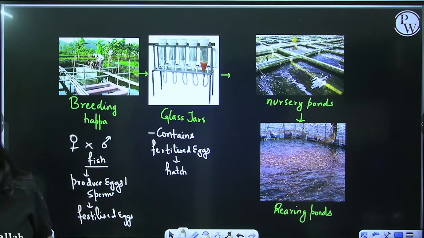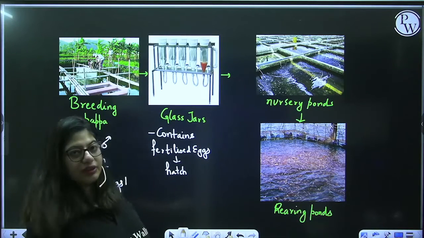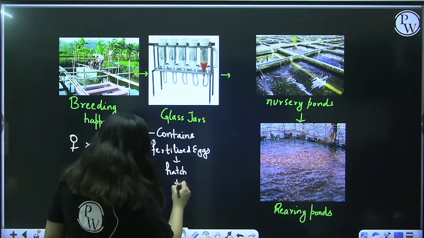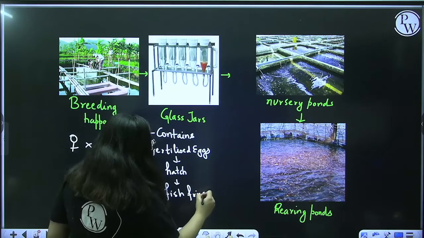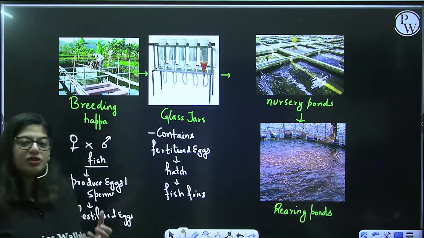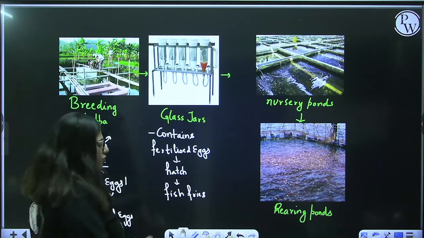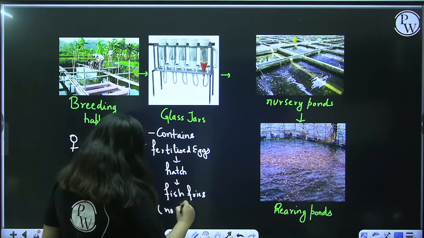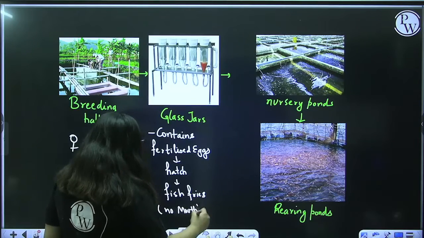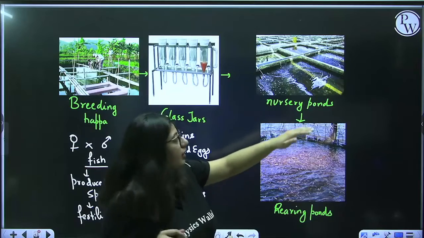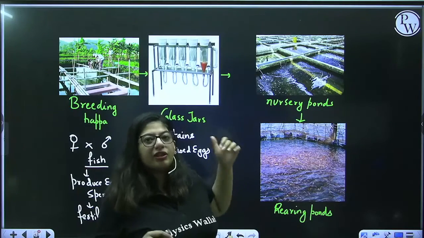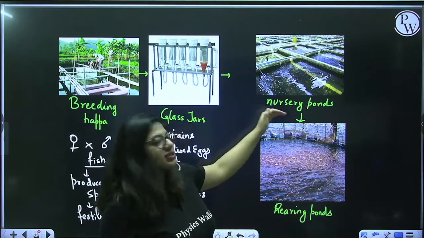Okay, now after they hatch, they will become small fishes known as fish fries, and fish fries do not feed, they have no mouth. Now these fish fries are shifted to another pond, the larger one. They are the nursery ponds, larger than the glass jars obviously.